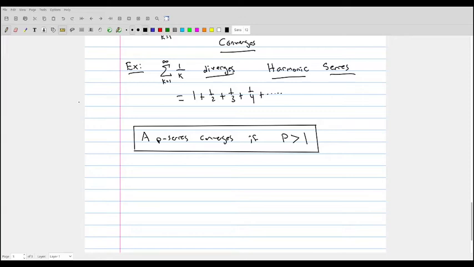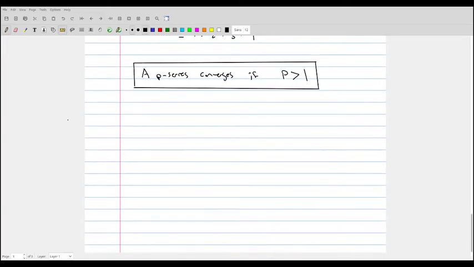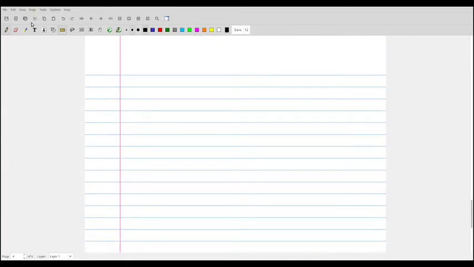Another interesting series that we can consider and that will be very important to us. The p-series is very important for a number of different reasons. Another very interesting infinite series that we can talk about is what's called a geometric series, or the so-called infinite geometric series.